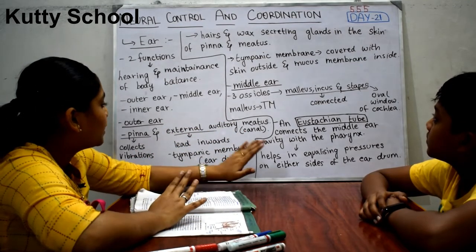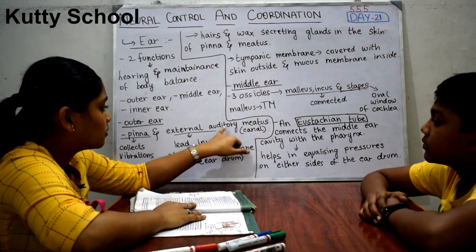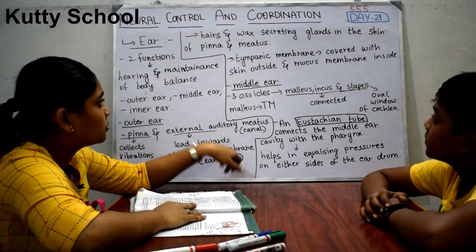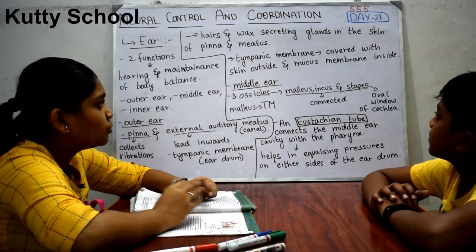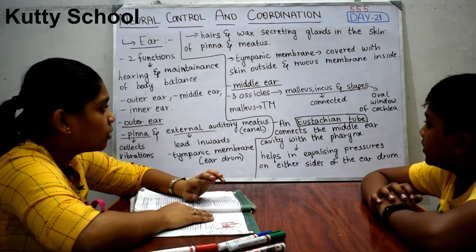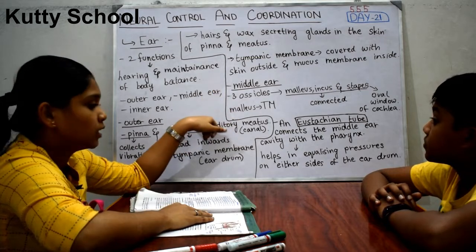Now the tympanic membrane, where the canal reaches it, is covered with skin outside and mucous membrane inside. So this is the outer ear.